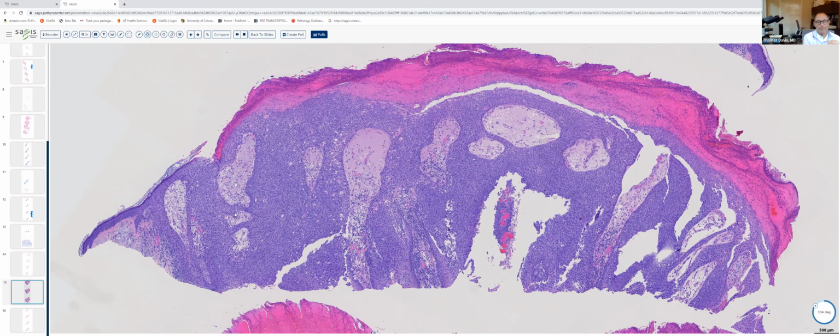So this is an example of a porocarcinoma. And to make the diagnosis of porocarcinoma, you really need to identify ducts here. But it does bear some similarity to squamous cell carcinoma in situ and Bowen's disease.